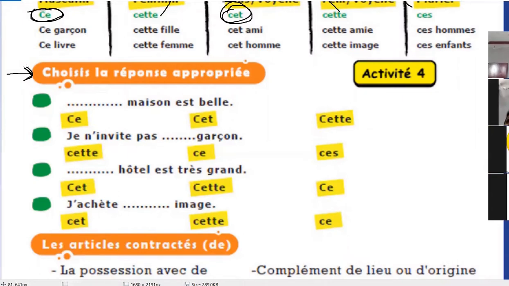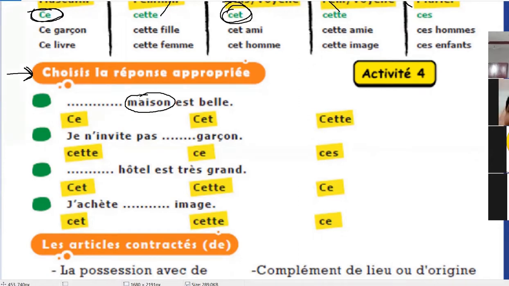Choisis la réponse appropriée. Very good. So children, you will write, choose the appropriate answer, response. So the first question is here, cette maison est belle. What is the meaning of maison, children? Tell me.